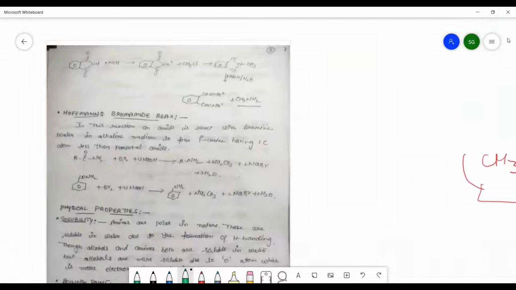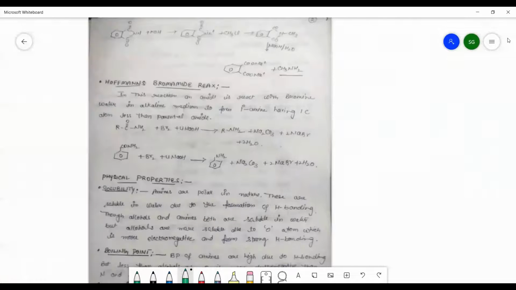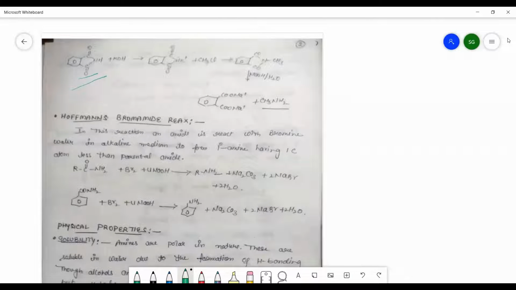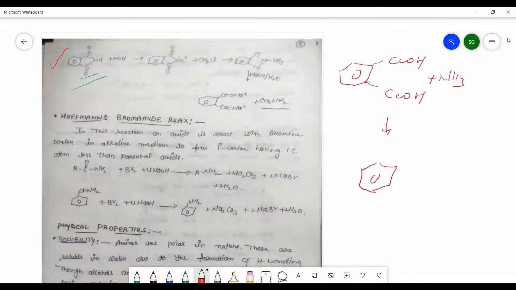In case of Gabriel phthalimide synthesis, you will take the phthalimide molecule, which is obtained from phthalic acid. Phthalic acid is benzene 1,2-dicarboxylic acid, benzene dioic acid. Whenever it reacts with ammonia, it gives rise to the formation of phthalimide. So we are using this phthalimide here.